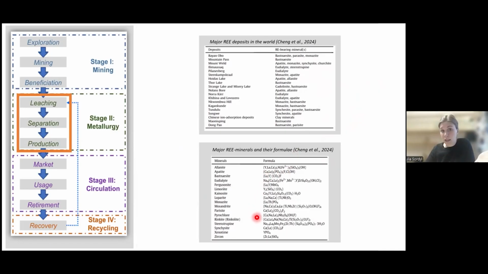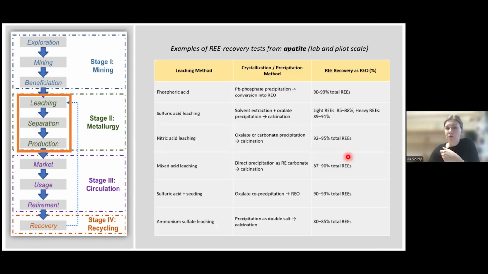But what about all the others? There's a lot of improvements that need to happen because all these minerals have different chemistry, meaning they all need different treatment. And there is a lot of effort, for example, for recovery of REs from apatite, as I said, in lab and pilot scale.